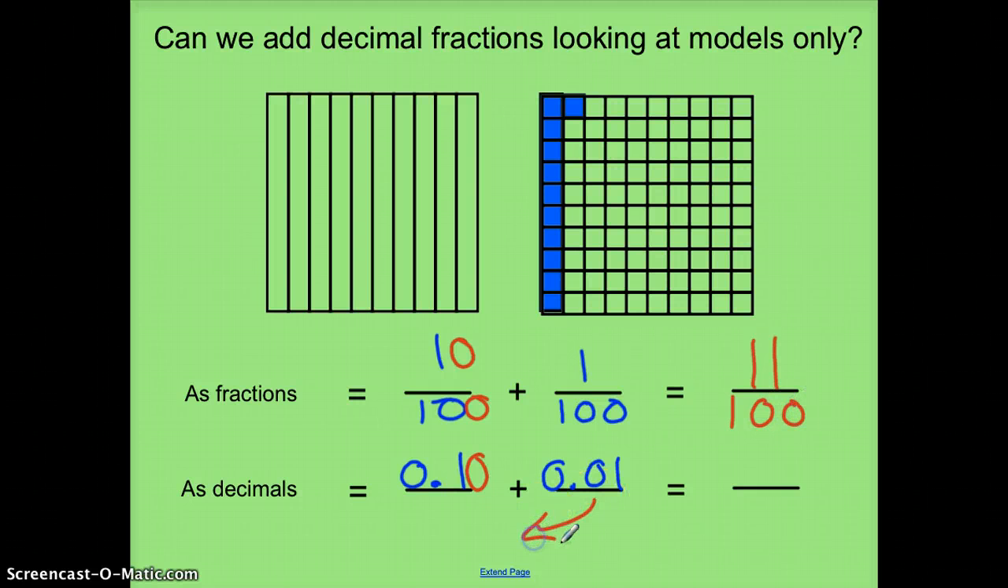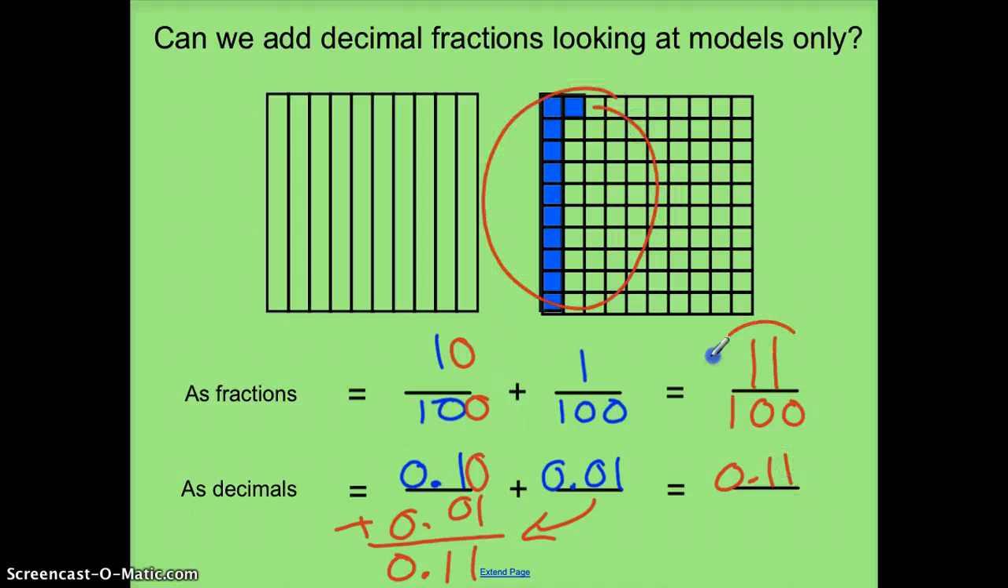Same thing, I can stack these just to be sure. 0 plus 1 is 1, 1 plus 0 is 1, decimal, decimal, decimal, 0 plus 0 is 0. Again, I'm looking for the same answer once, twice, 3 times. They all say 11 hundredths.